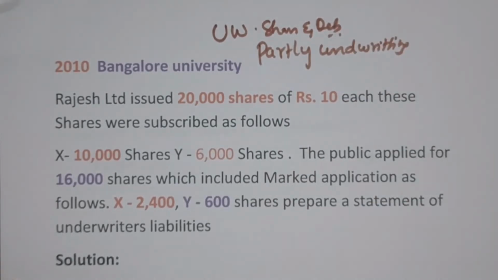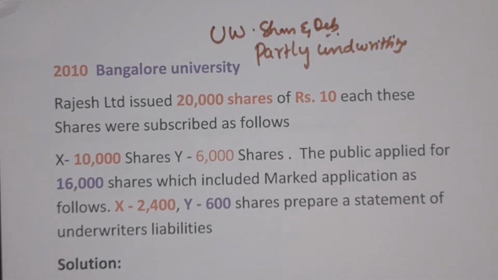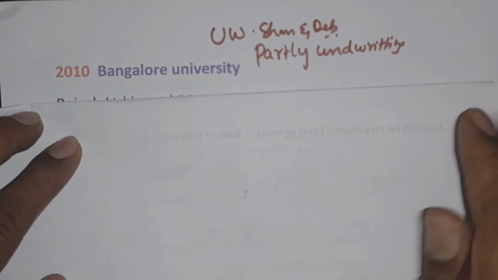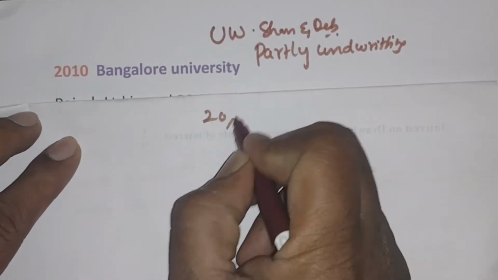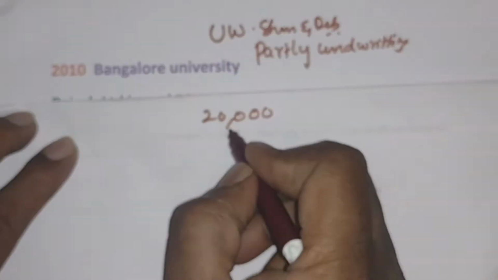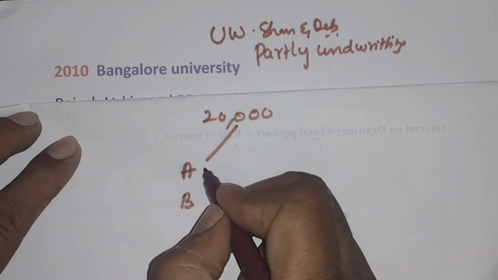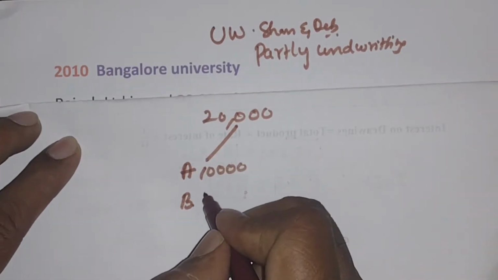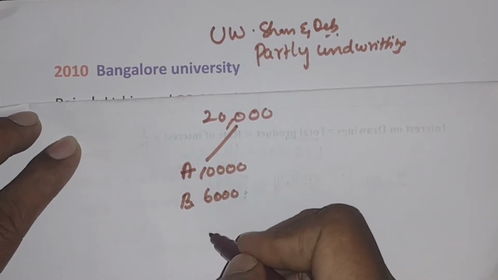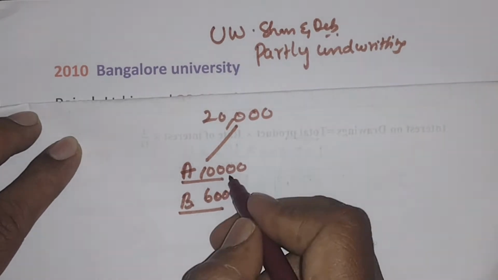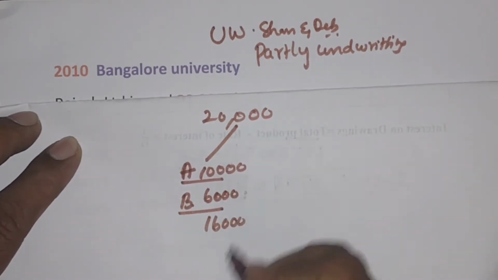Partial underwriting means that the underwriters underwrite only a part of the shares issued by the company. For example, the company issues 20,000 shares. Out of these, the underwriters A and B underwrite 10,000 shares of Mr. A and 6,000 shares of Mr. B. 10,000 and 6,000 gives 16,000. The remaining 4,000 they did not underwrite.